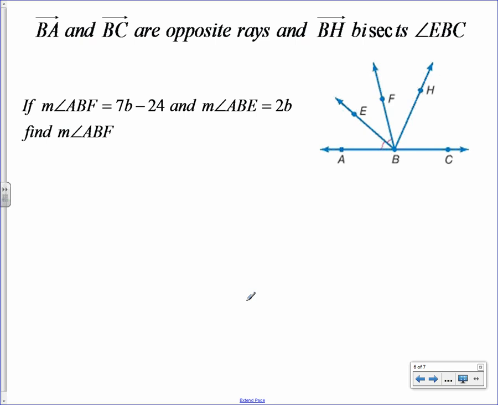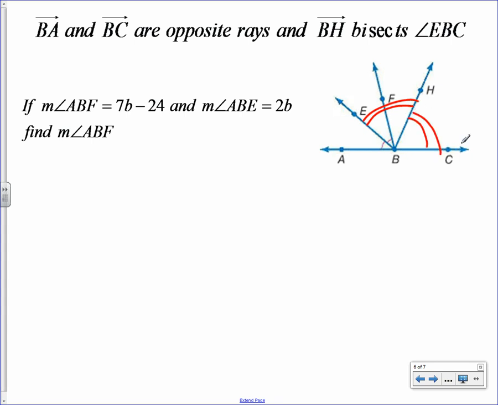Ready? All right. Ray BA and ray BC are opposite rays. You can tell that by just looking, but when they tell us that, they want us to really understand that they make a line, which means they add up to 180. Makes a line. That's what they're trying to tell us, okay? Ray BH, right here, bisects, cuts into 2 congruent pieces, angle EBC. So I'm going to draw that. Ray BH cuts this one into 2 congruent pieces. What that means is this piece is the same as this piece.